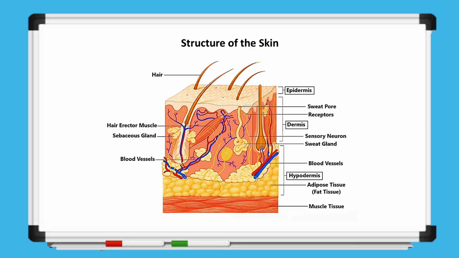The hypodermis is the deepest layer and contains adipose tissue that provides insulation, stores energy, cushions the body, and connects the skin to the underlying muscle tissue, helping support and anchor the skin.